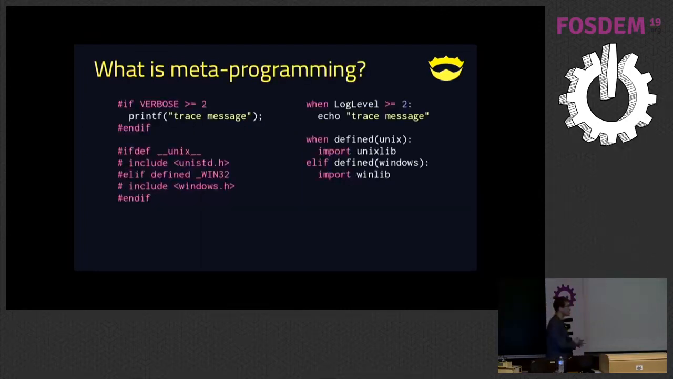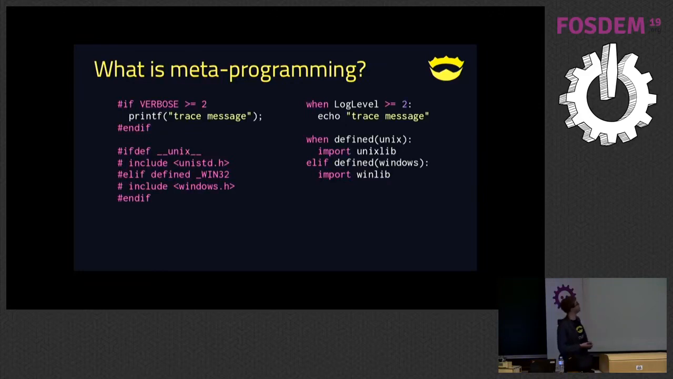So what is metaprogramming? On the left here, you see something that is probably familiar. It's from C or C++. Many languages have some kind of metaprogramming capabilities, and metaprogramming is really just about letting the program, or the programming language, sort of rewrite itself. So programming the programming language.